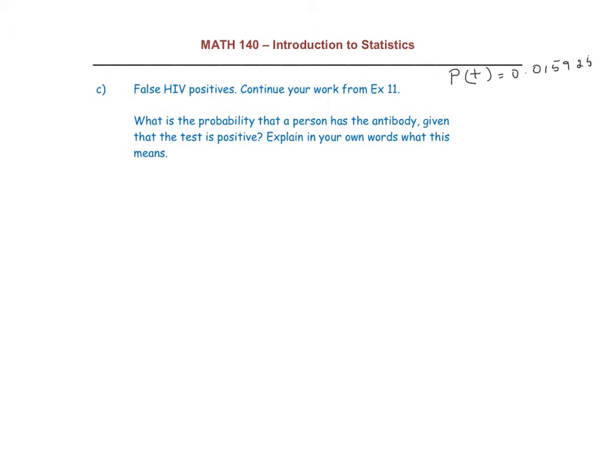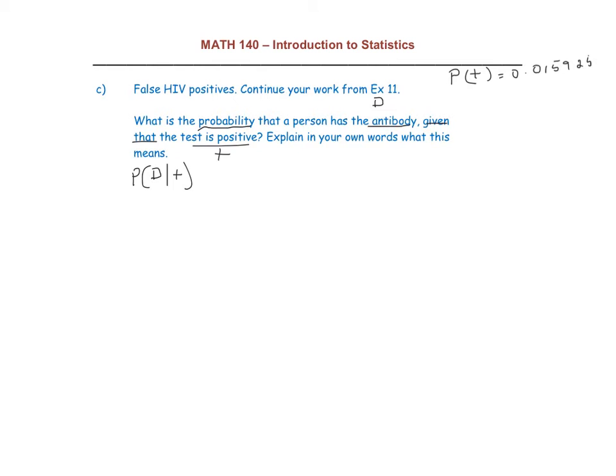In this question, we need to figure out the probability that a person has the antibody, and the letter that we used for this event was D from the previous part. Given that, knowing that the test shows positive. So the probability that we need to figure out is the probability that the person has the disease, now that we know that the test shows positive.